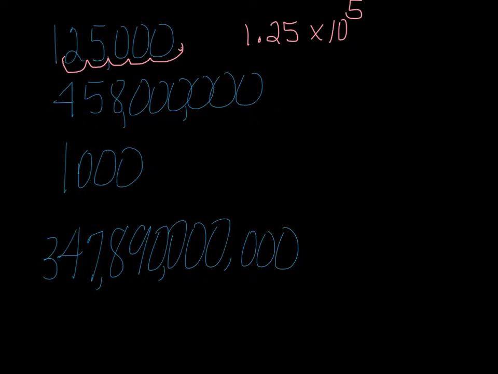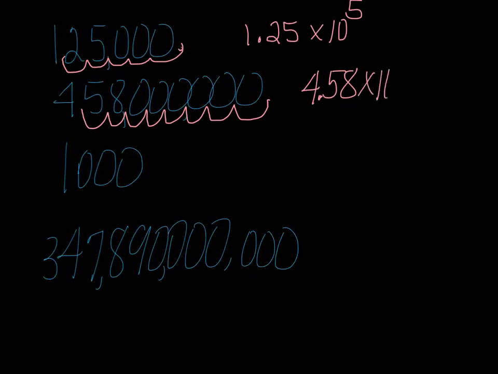So now let's do the next number. So I assume my decimal's here, and I say I've got to move it 1, 2, 3, 4, 5, 6, 7, 8. So I would write this as 4.58 times 10 to the 8th. Okay? So at this point, I want you to pause the video, you write down what you think the number is, and then start the video and see if you got it correct.